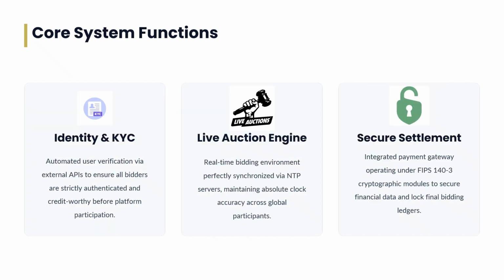So these are the core system functions. Our system has mainly three parts. First is identity and Know Your Customer. So this one, we need to verify the user's identity and credit status before they place the bid. And we have the live auction engine. This live auction engine is perfectly synchronized via NTP servers, maintaining absolute clock accuracy across global participants. Lastly, we have the secure settlement. So this integrated payment gateway operates under FIPS 140-3 cryptographic modules to ensure that the transaction is secure.